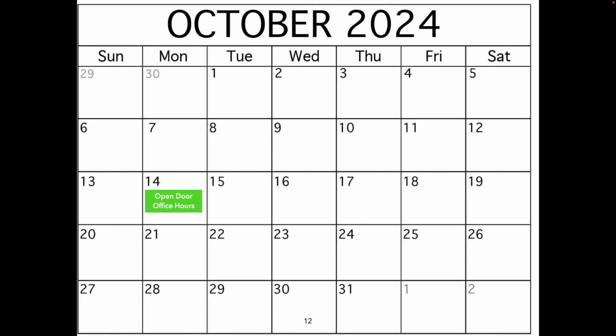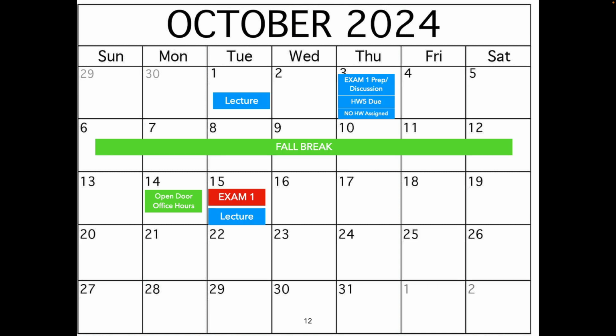So fall break will be from, hold on, this is weird. Okay, so fall break will be from October 6th till October 13th, right, Sunday to Sunday. And then on Monday the 14th, I'll have open door office hours. If you're probably studying in the ICC lab, when I'm in my office, I'll have my door open. Just come on in and ask any questions. And then exam 1 will be on the 15th here in class.